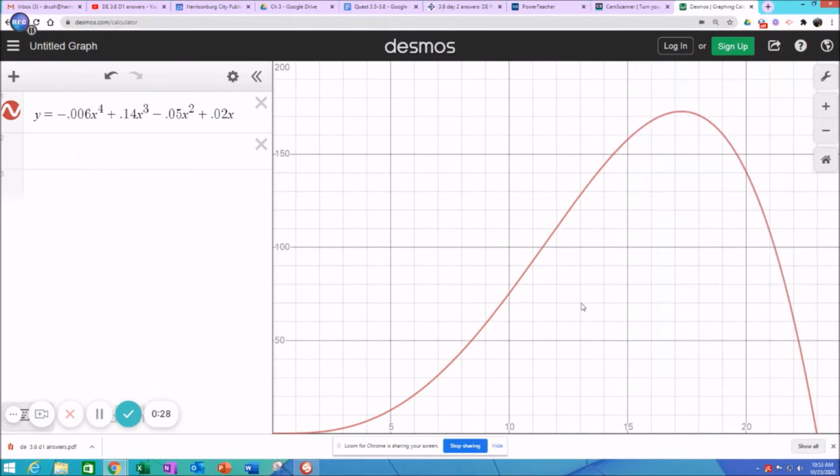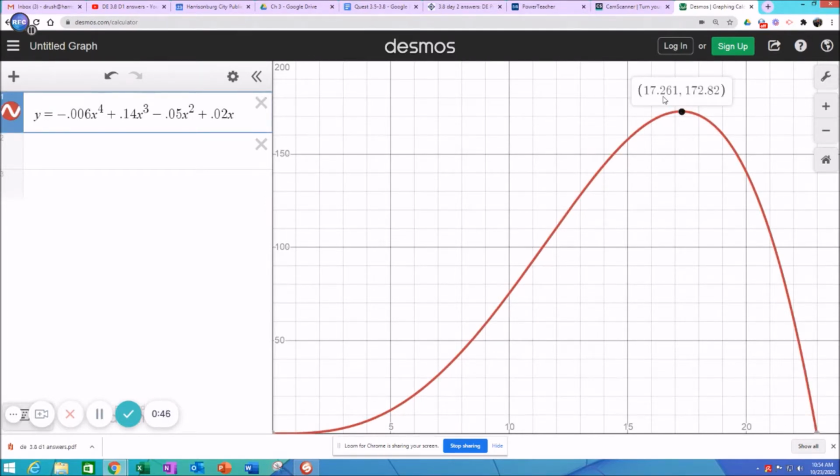Part B asks us to find where the concentration is the greatest. Okay, so concentration is your y, so the y is the greatest at the vertex up here. And the vertex is 17.2, and when the concentration is 172.8. Okay, so that would be your maximum point.